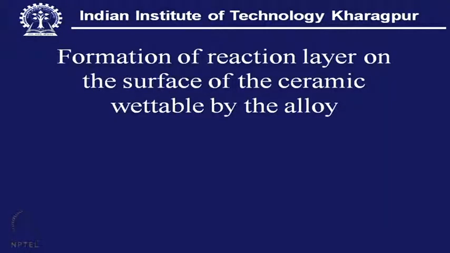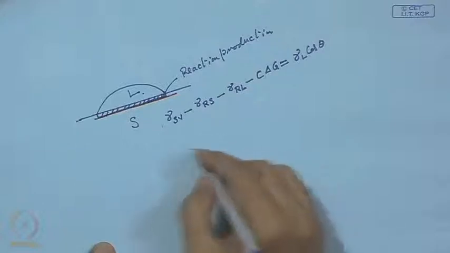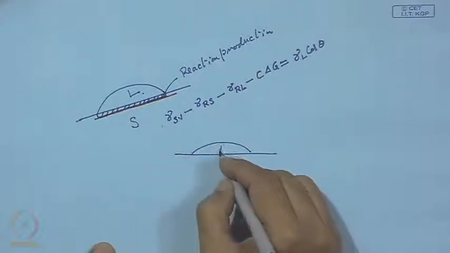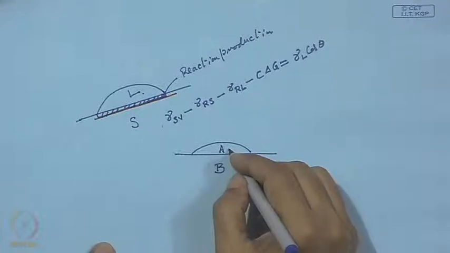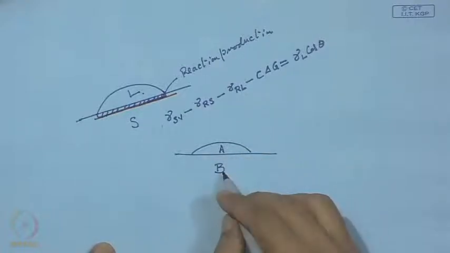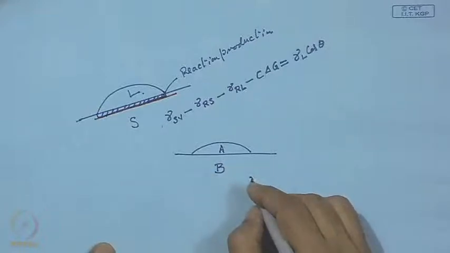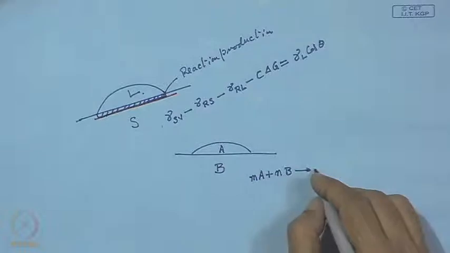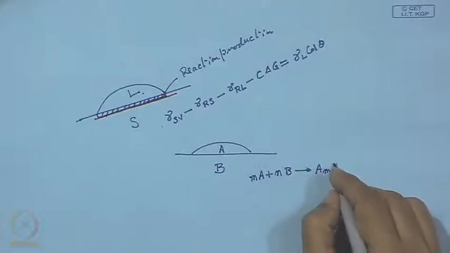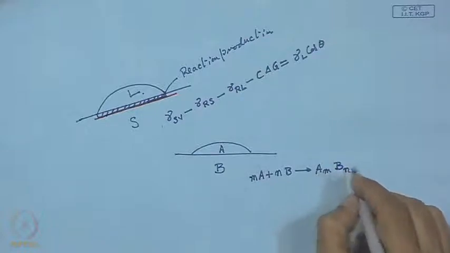So, here what we find is the formation of a reaction layer on the surface of the ceramic. This is a very important statement: formation of a reaction layer on the surface of ceramic. That means, if we consider simply, for example, liquid A and a solid B, then this liquid A having some kind of reactivity must react with B. It can be put in the general form M A plus N B, that will give a compound with suffix M for A and suffix N for B.